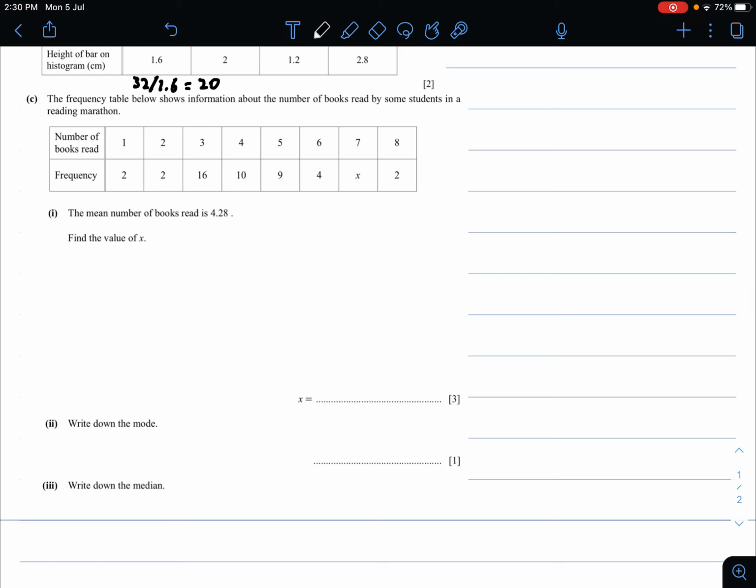The frequency table below shows the information about the number of books read by some students in a reading marathon. Now again, there's frequency involved, so we will use the formula summation fx divided by summation f.